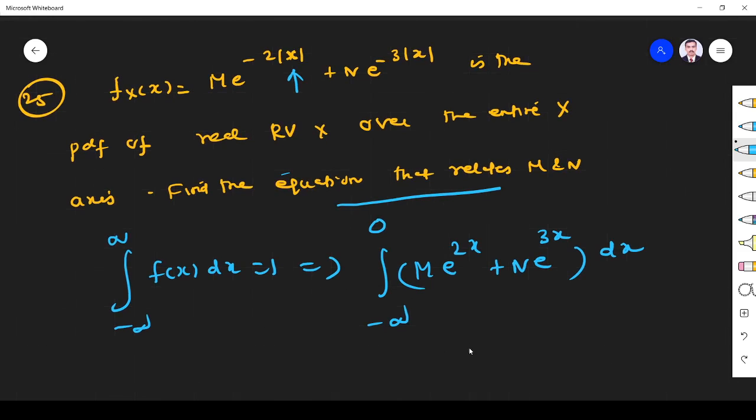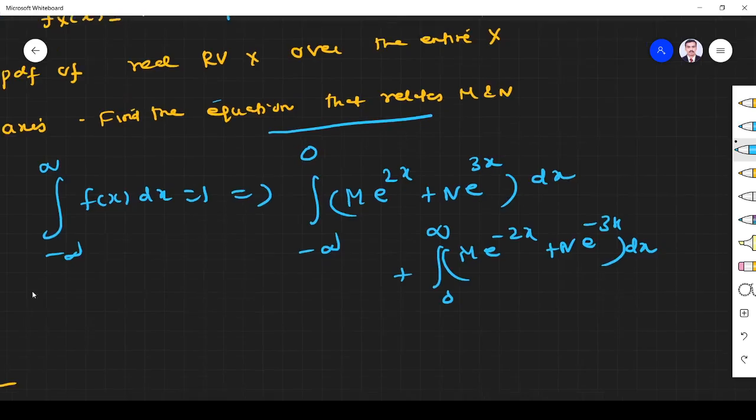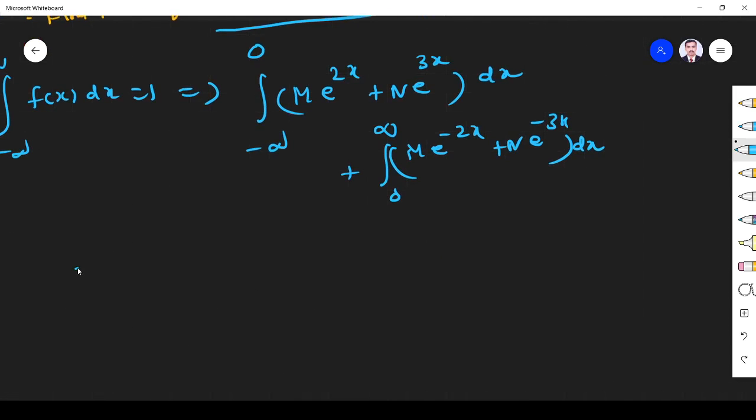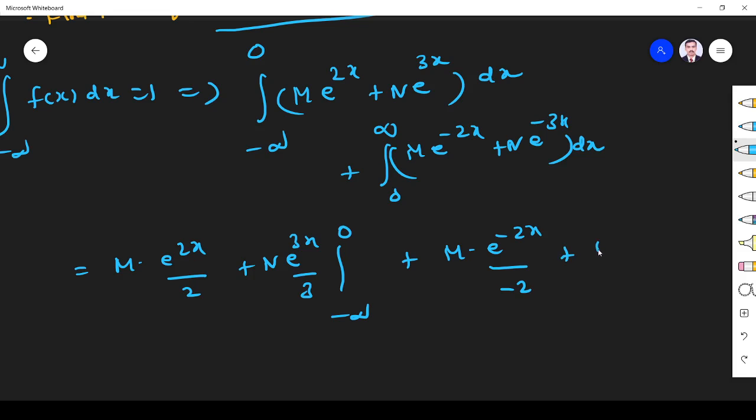Next, when I take x positive from 0 to infinity, it will become m e power minus 2x plus n e power minus 3x dx. Right? So now you integrate it. That will give m into e power 2x divided by 2 plus n into e power 3x divided by 3, from minus infinity to 0. Here, m into e power minus 2x by minus 2, if I integrate this, plus n e power minus 3x by minus 3, from 0 to infinity.